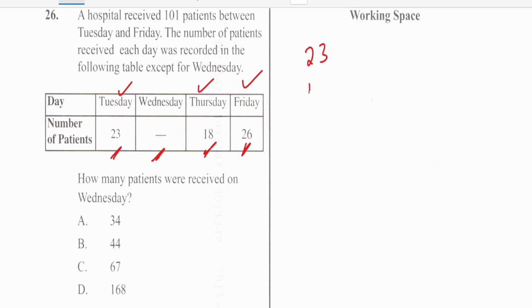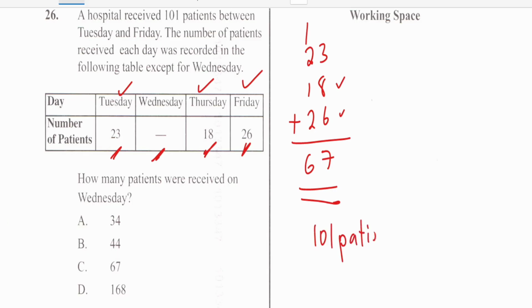So 23 added to 18 added to 26. So 6 plus 8 is 14. 14 plus 3 gives you 17. So 2 plus 1 is 3, 3 plus 1 is 4, 4 plus 2 is 6, so 67. But remember, the total was 101 patients. So where did the others go? The others went on Wednesday.